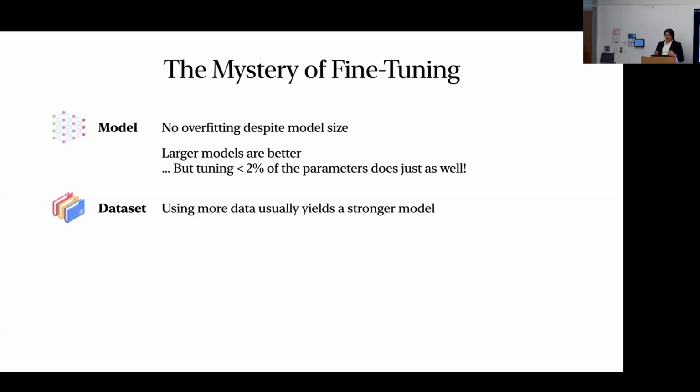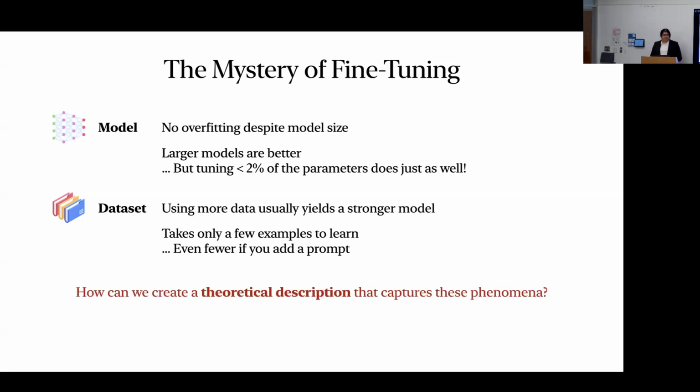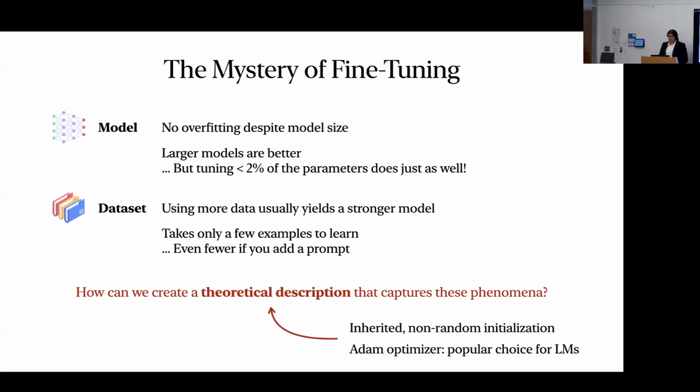Similarly, with the data set, we often think that using more data will yield a stronger model. But in fine-tuning, it only takes a few examples to learn the downstream task, and somehow it becomes even fewer if you add a prompt. And I'll talk about what this prompt is doing in a second. So when you see these kinds of mysteries, we need to create a theoretical description that can somehow explain these, or at least capture these phenomena that are unique to fine-tuning. And theoretically, the challenges that we're going to face here are that we're starting from some inherited non-random initialization, and we also have this more complicated adaptive optimizer called Adam.